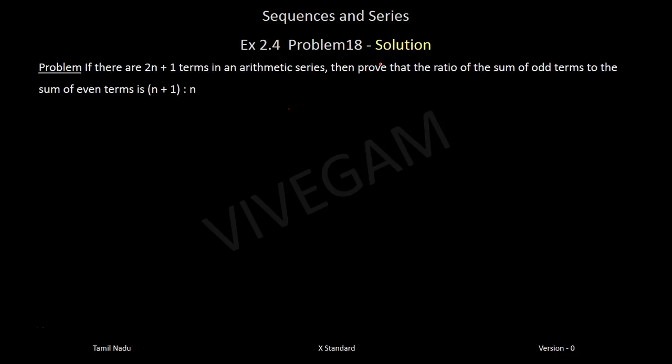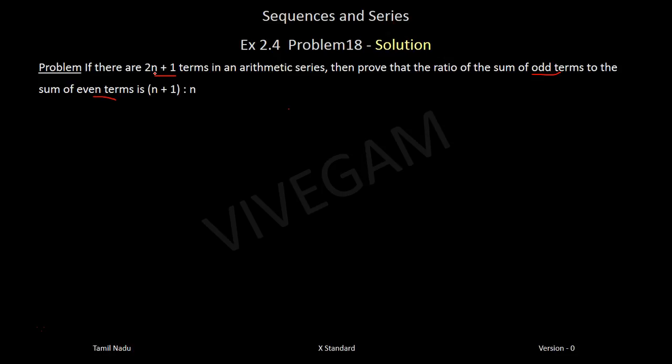Okay, right. So if there are 2n plus 1 terms in an arithmetic series, then prove that the ratio of the sum of the odd terms to the sum of the even terms is n plus 1. So there are 2n plus 1 terms. Now let's take n equal to 2.